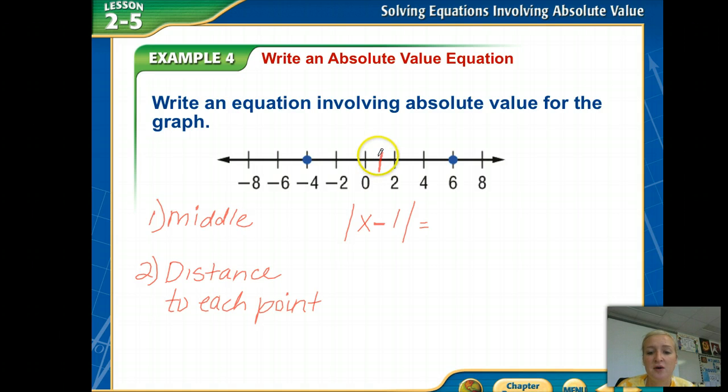So to get from 1 to 6, I'm going to hop 1, 2, 3, 4, 5 spaces. And to get from 1 to -4, I am also going to go 1, 2, 3, 4, 5 spaces. So 5 is the distance to each point, and 1 is the middle point. Does that make sense? All right, let's try another one.